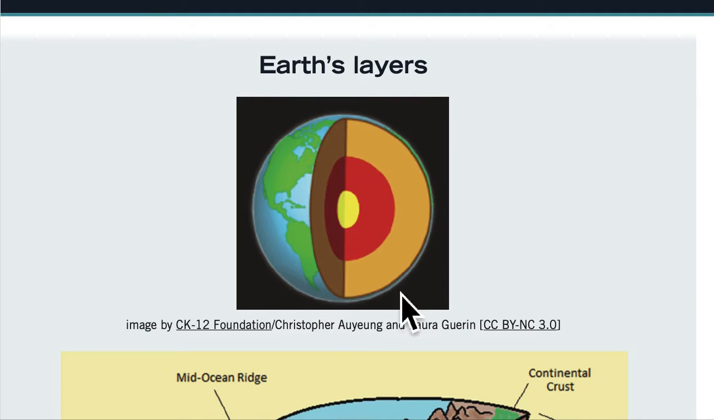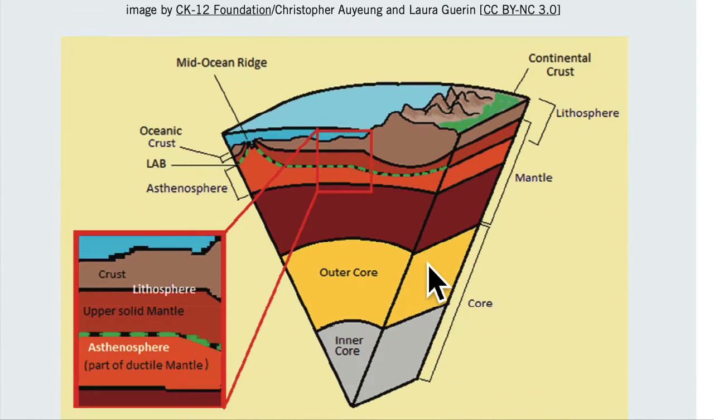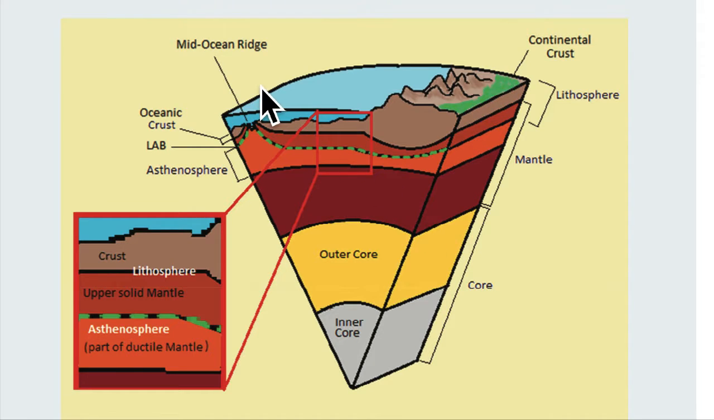Earth's layers. Oceanic crust, asthenosphere, crust, upper solid mantle, asthenosphere, lithosphere, continental crust, lithosphere, mantle, outer core, inner core.